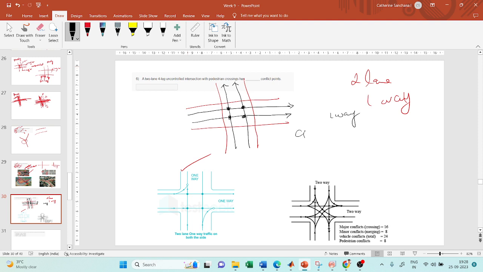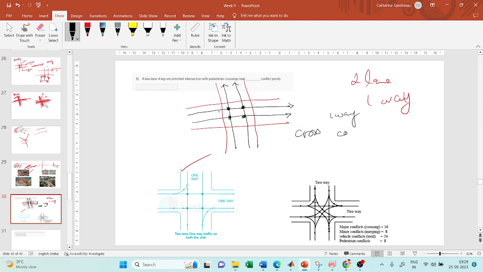Now these are called cross conflict points. So these are major conflict points. Right? So these are called cross conflict points, also called major conflict points.